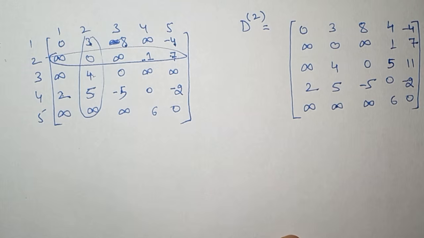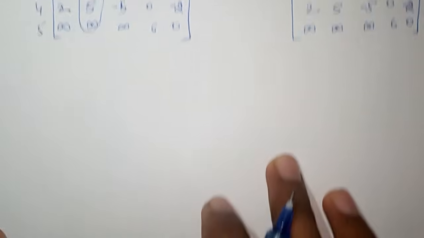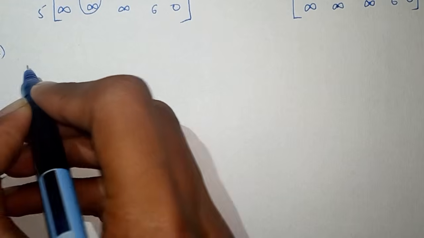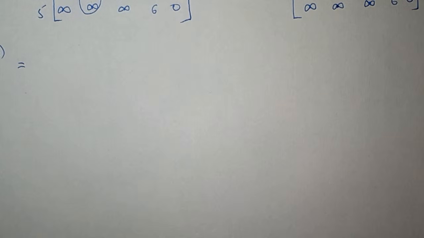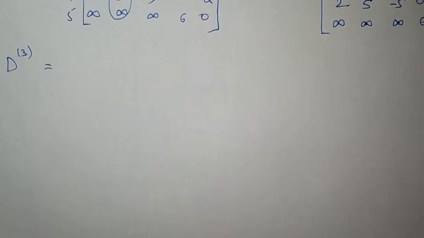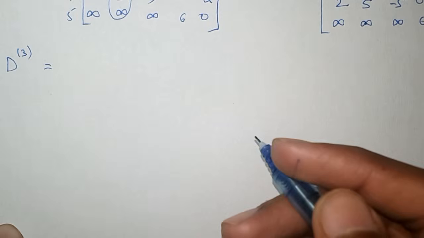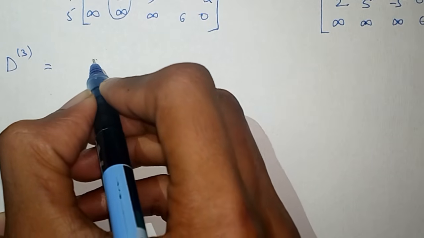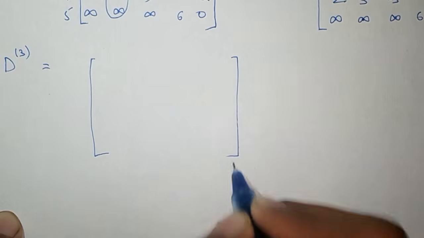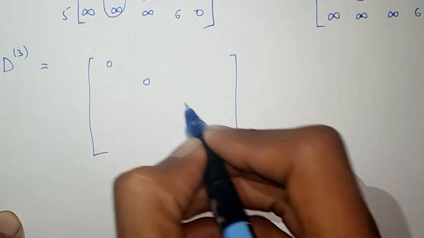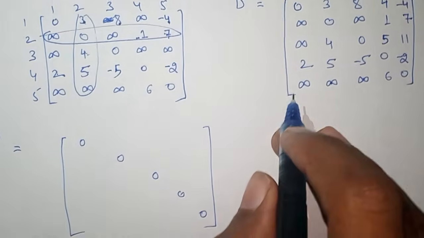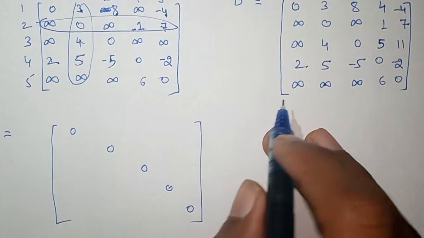For finding the D3 matrix, the same hack will be used. Here we need to find 5 matrices. Using the same trick, we can find all 5 matrices. I am doing one more matrix. The diagonal elements will again remain 0, and I will do it like this.